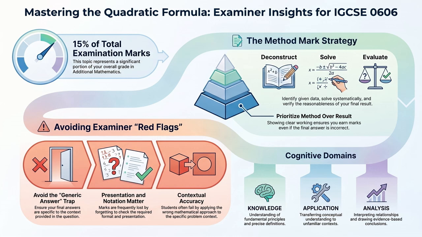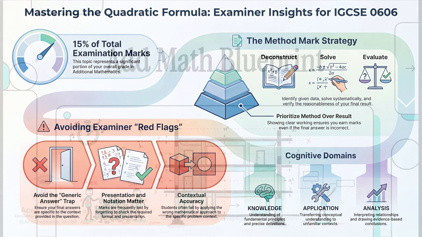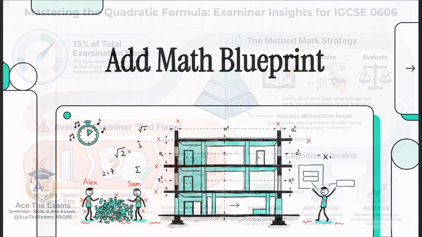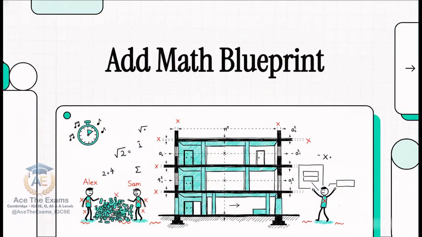Okay, let's dive right into this explainer and build a master strategy for the Cambridge Additional Mathematics 0606 exam using what I like to call an architectural blueprint approach. I want you to picture this.